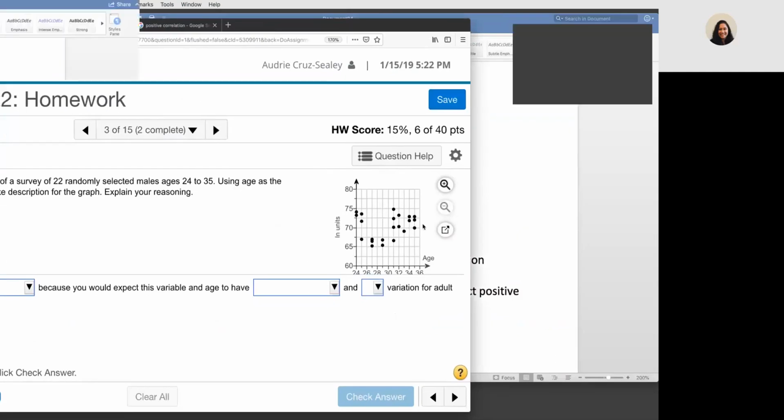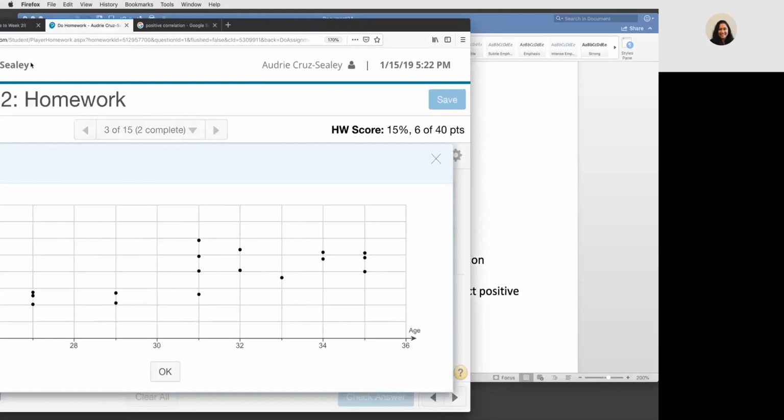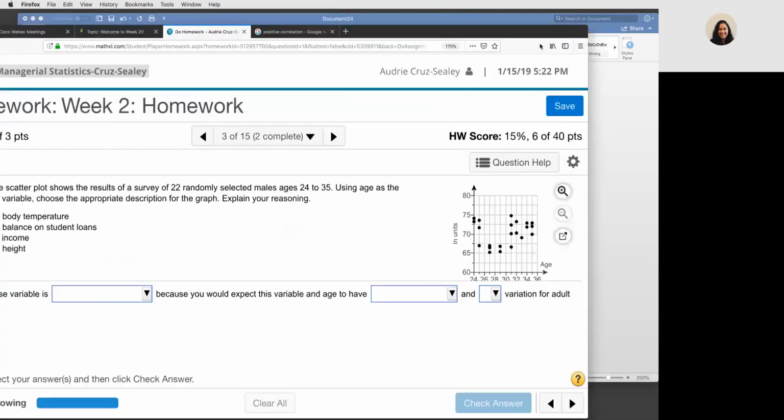So I want to come over here, and I'm going to actually blow this up. This right here is your graph, and they're telling you that the x-axis, which is your independent variable, is age. Is everybody okay with that? It's age. So now I want to know, what else could we be talking about?